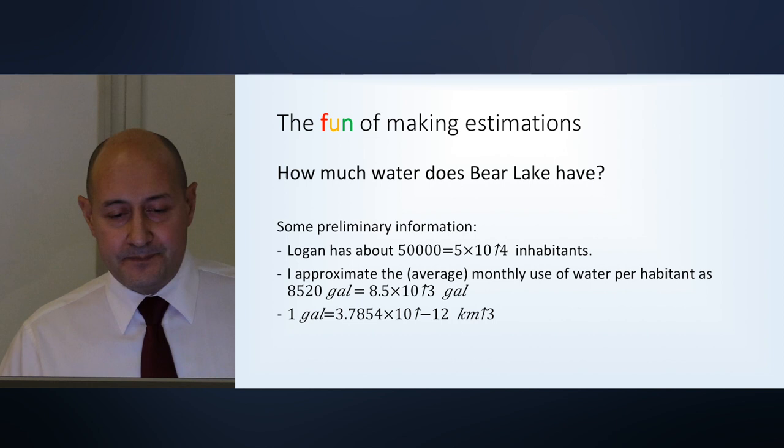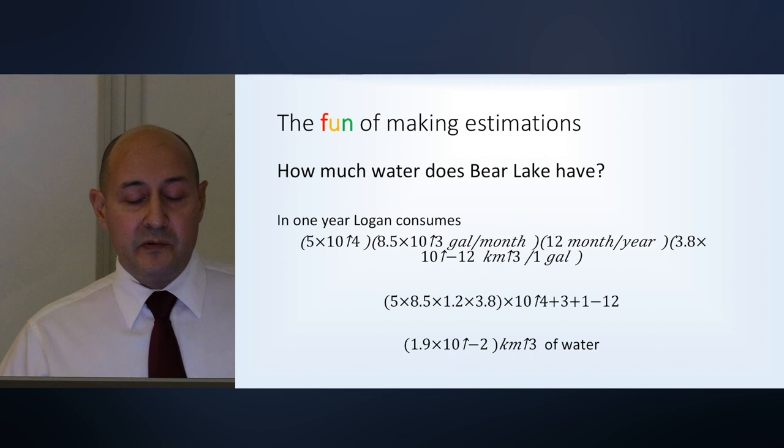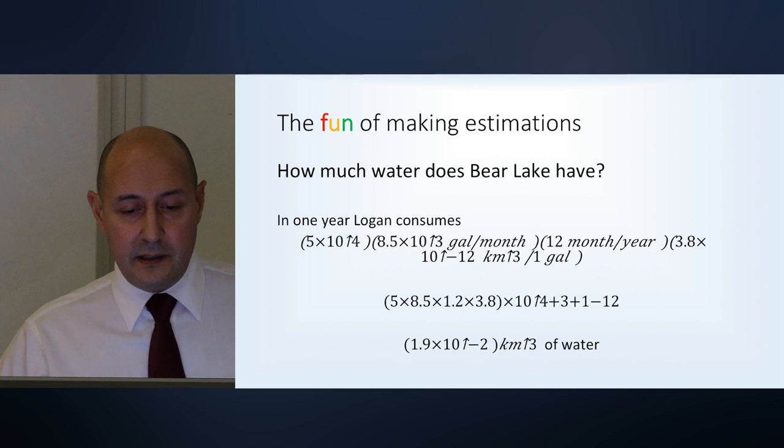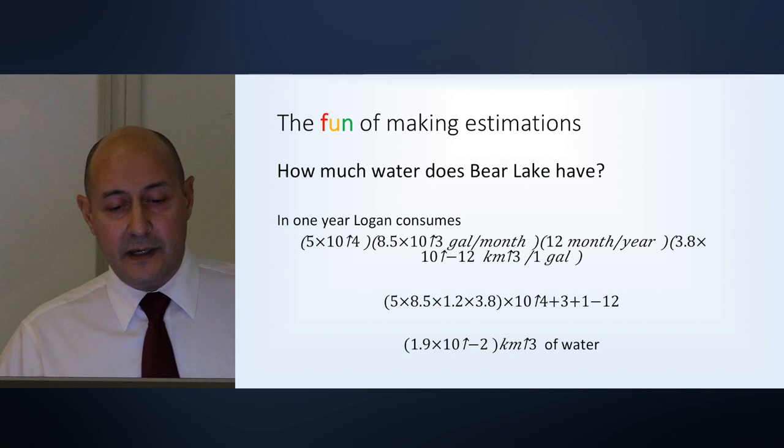So you have the number of people, the amount of water that is consumed by one individual per month, and then these two numbers relate just the units, make just changes the units to years and cubic kilometers. And it happens that in 1 year in Logan, on average, this number, 1.9 times 10 to the negative 2 cubic kilometers of water is the consumption, all right?